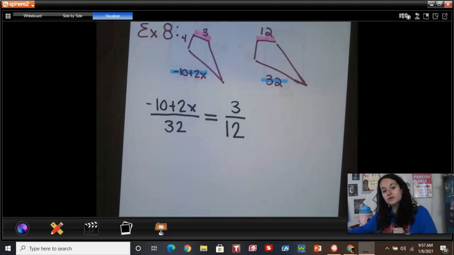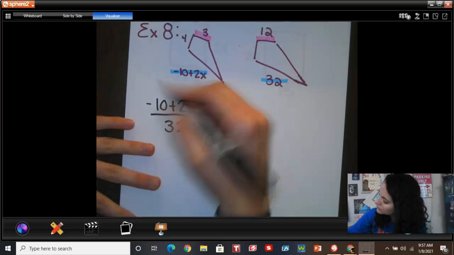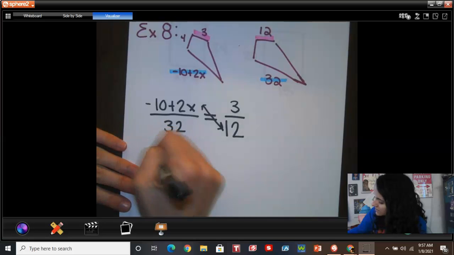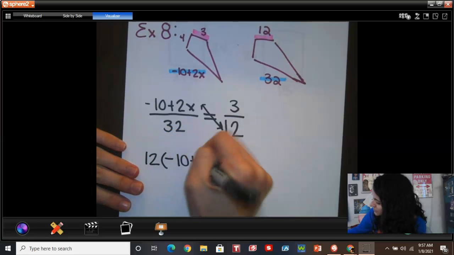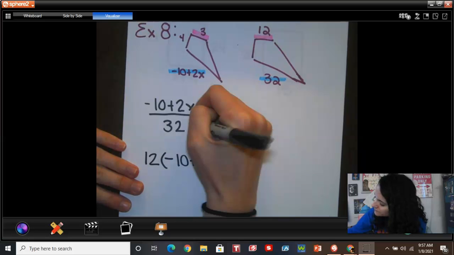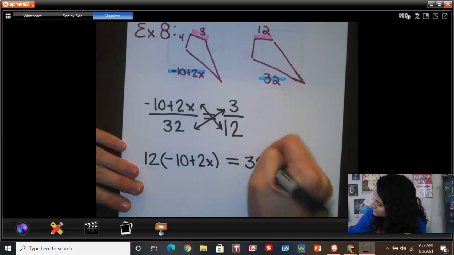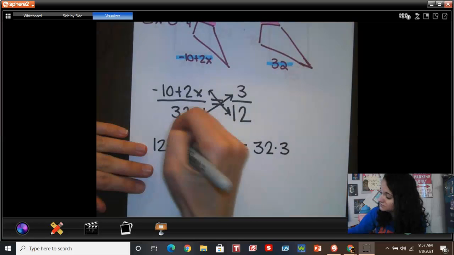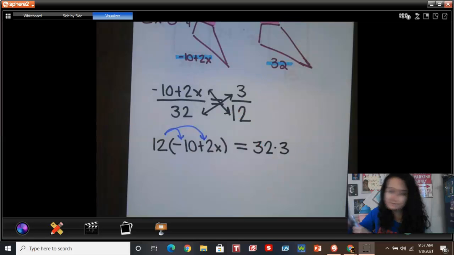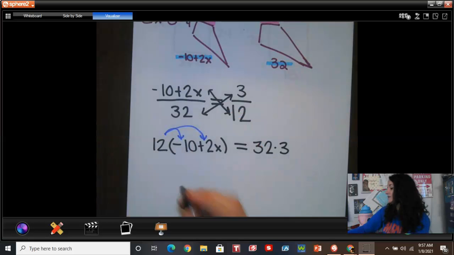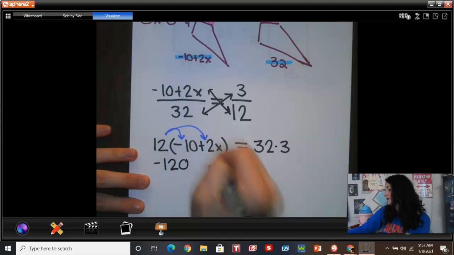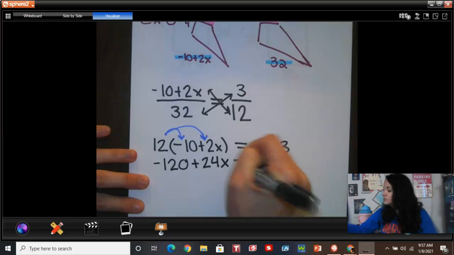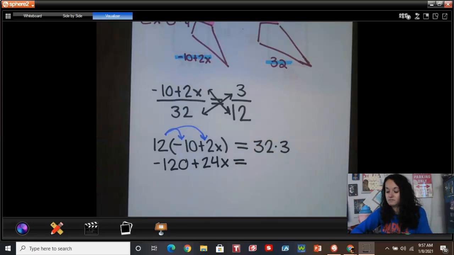Okay, now it's all about that cross multiplication game. Here we go, cross multiplying. So we have 12 times negative 10 plus 2x equals 32 times 3. And we're going to use distributive property again. Super fun. So we've got, what, negative 120 plus 24x equals 96.